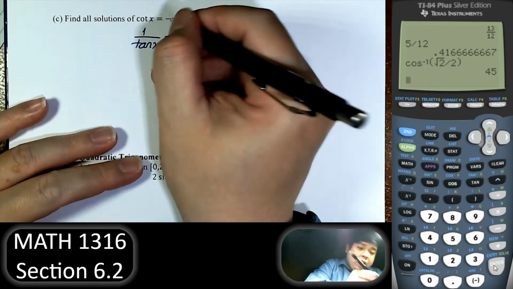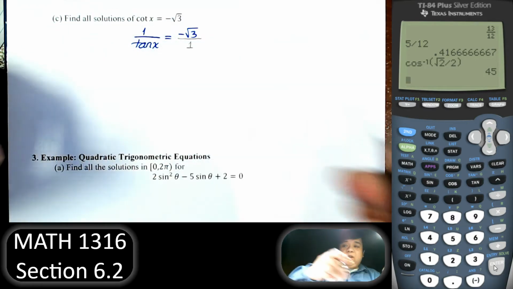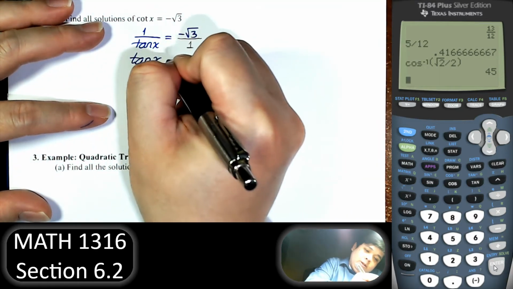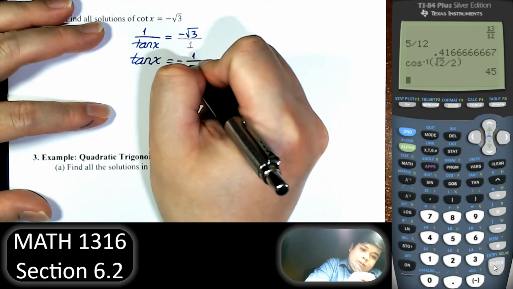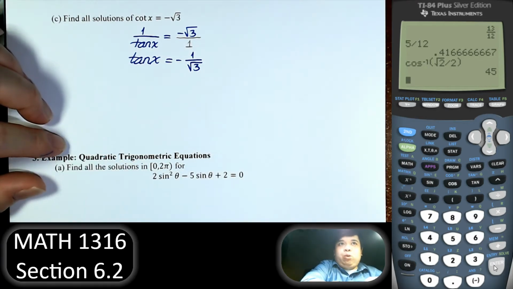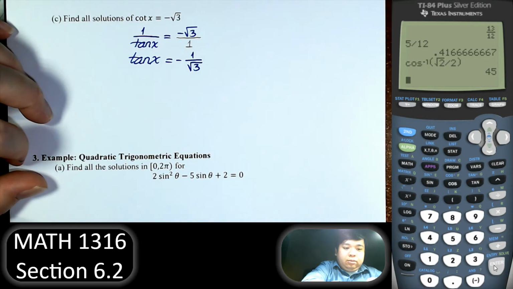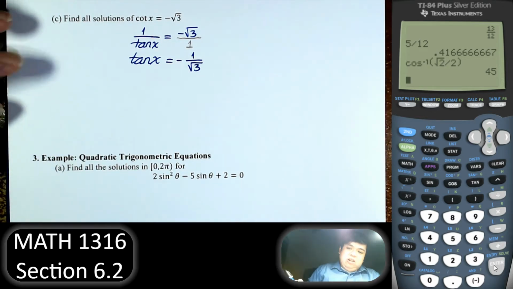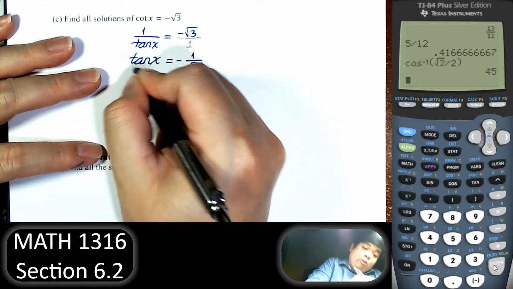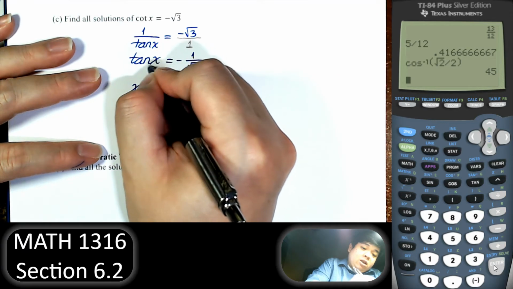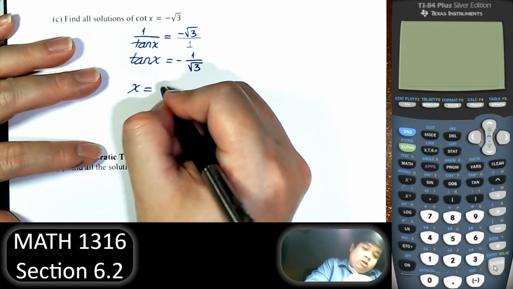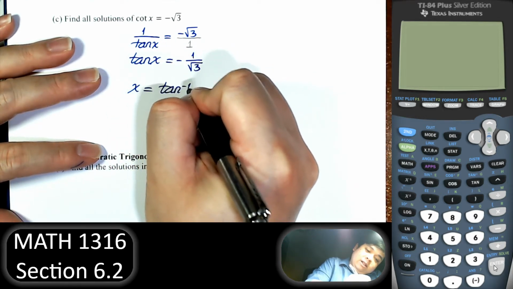Now, if we write that over 1, we can flip both sides, and we have negative 1 over square root of 3. Right? Now, for tangent inverse, what do we have? Of course, the first thing we do is always, if we have a trig function equal to something, then that angle or that argument of the trig function equals the inverse of that.